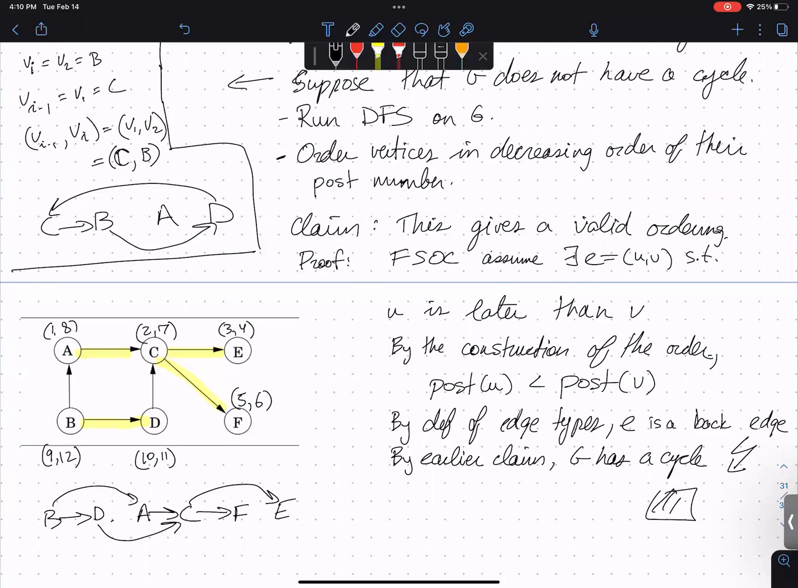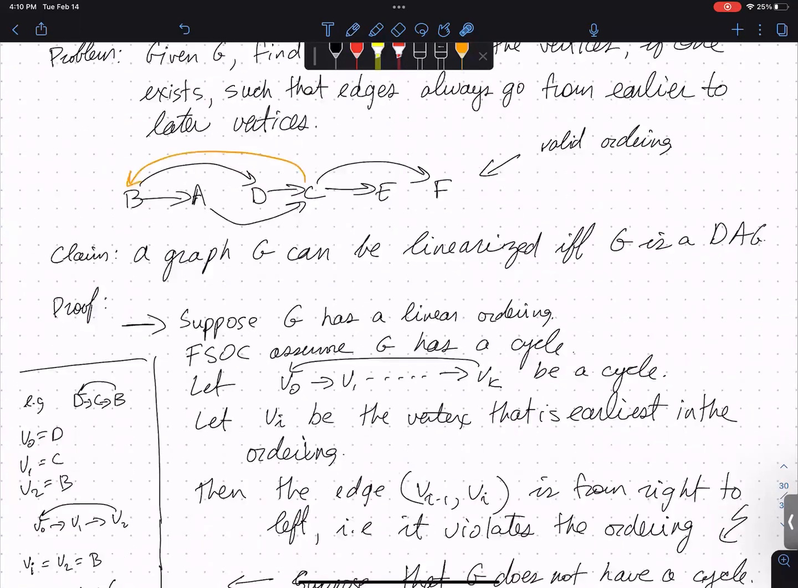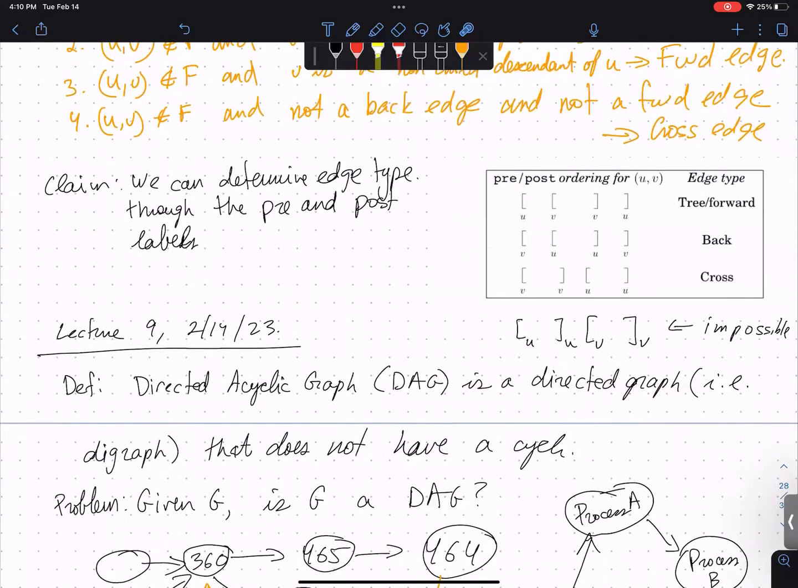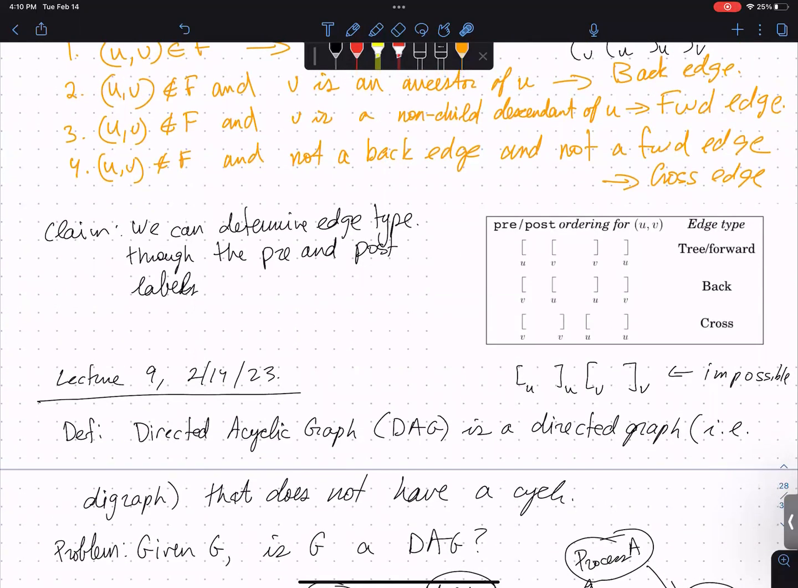Okay, that's a good question. If you order the vertices increasing, then this would be the opposite, right? This would be that post U is bigger than post V. So we would go back here. So where does U finish after V? It could be here, it could be a cross edge, or it could be a tree or forward edge. So then that wouldn't give us anything in the proof.